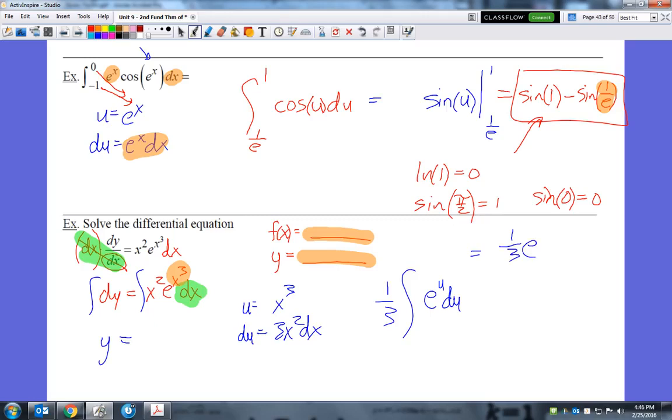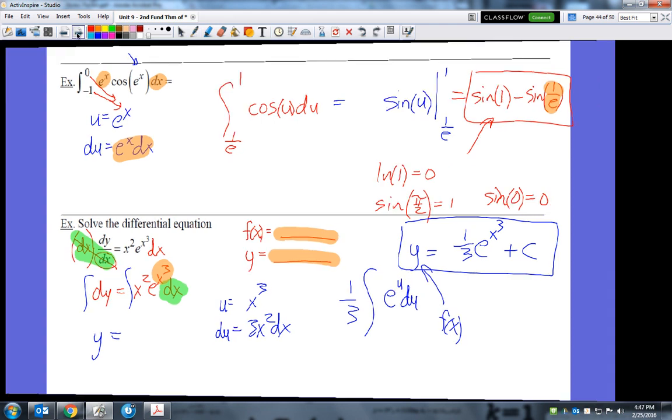And it's going to be resubstituted with the x cubed, and it will be plus c. So the solution to this differential equation is y equals, or if you want to write f of x equals, that would be fine too, 1/3 of e to the x cubed plus c. Alright, so again, you can write y equals there or f of x, but you have to have it there for the test because you're showing it as a position function.